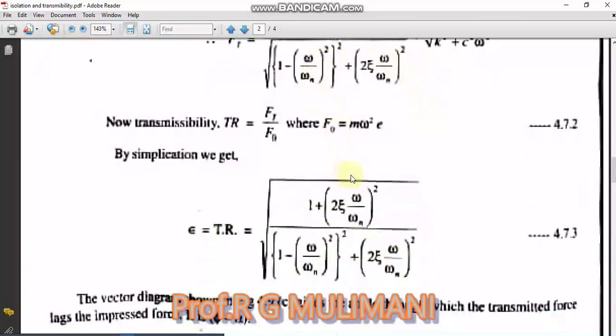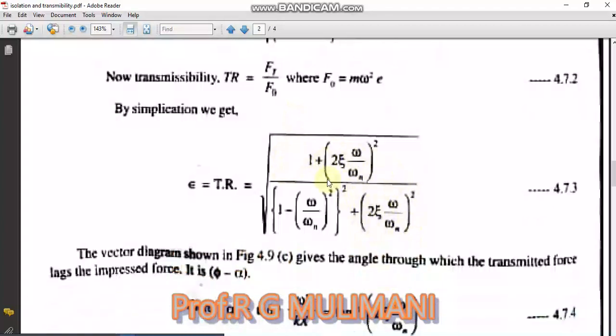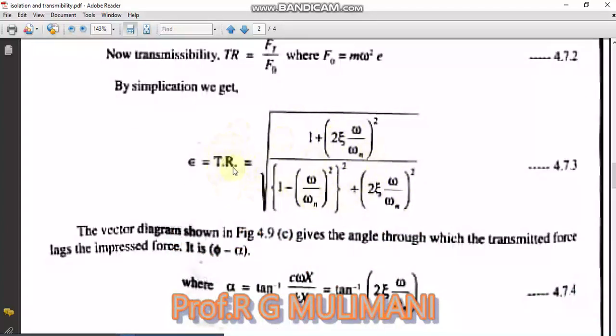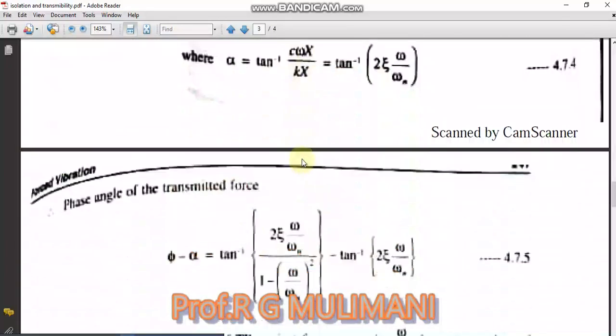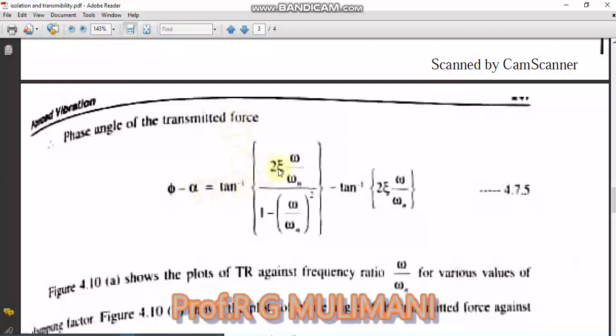Simplifying this, we get the transmissibility ratio, that is square root of the numerator, 1 plus (2 zeta omega by omega n) whole square, and the denominator term is the same, (1 minus (omega by omega n) square) whole square plus (2 zeta omega by omega n) whole square. So this is the transmissibility ratio: how much force is transmitted to the foundation compared to the applied or impressed force. So what is the phase with respect to the transmitting force? That is alpha equals minus tan inverse of 2 zeta omega by omega n divided by 1 minus (omega by omega n) square.